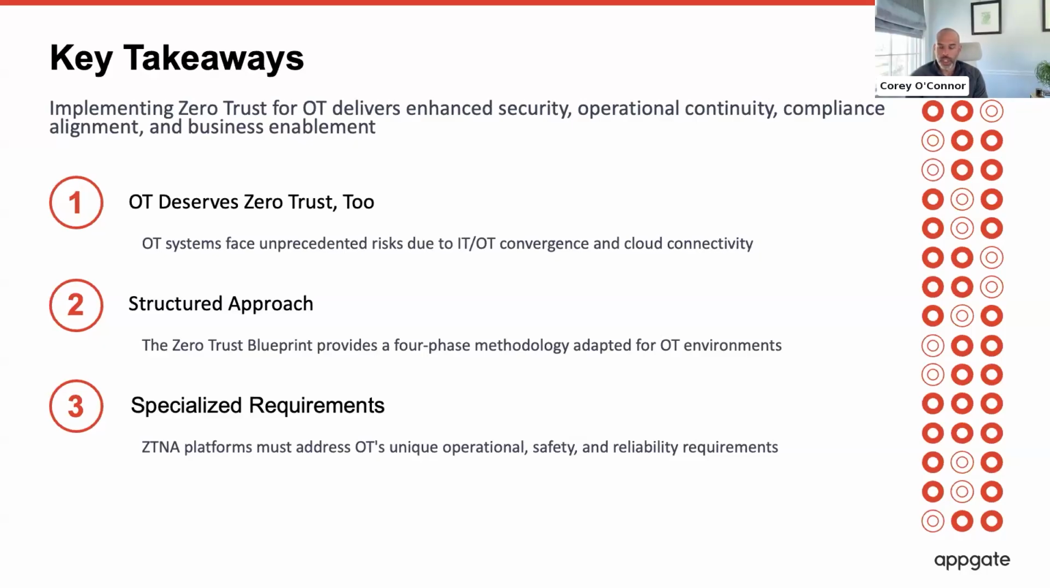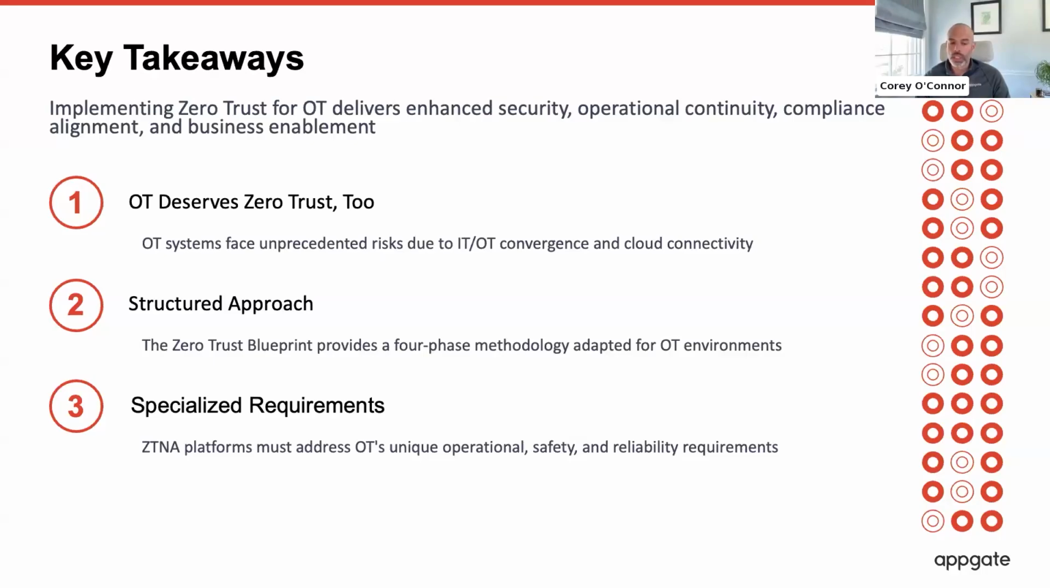From a structured approach, Jason did a great job outlining, at a high level, the blueprint for OT and the methodology behind it. In the next slide, we'll talk about some supporting resources. We also touched on some of the requirements. One thing we maybe didn't dive deeper on was flexibility and customization, right? Jason talked about AppGate being a network overlay. A lot of these other solutions are too rigid.